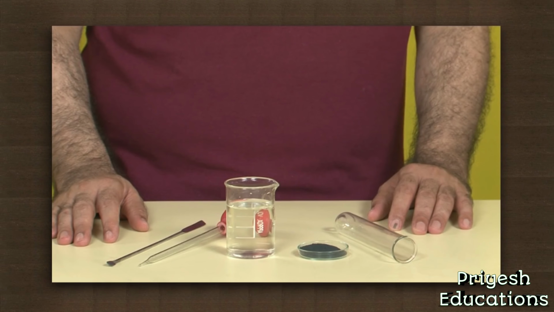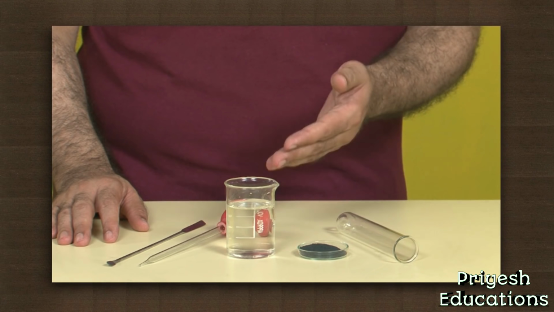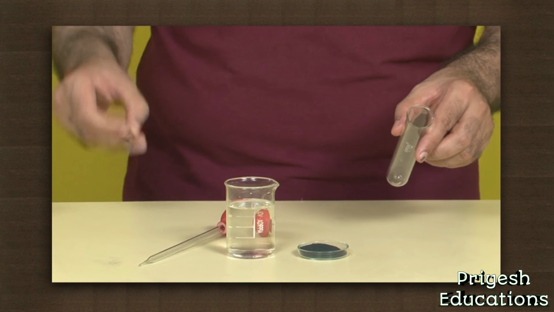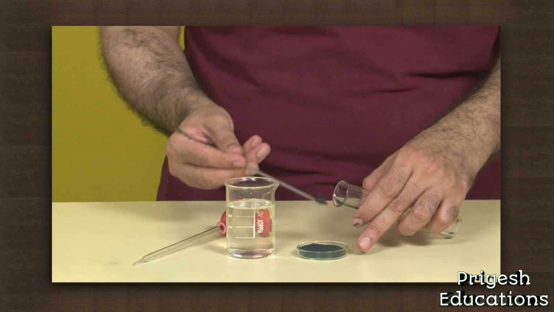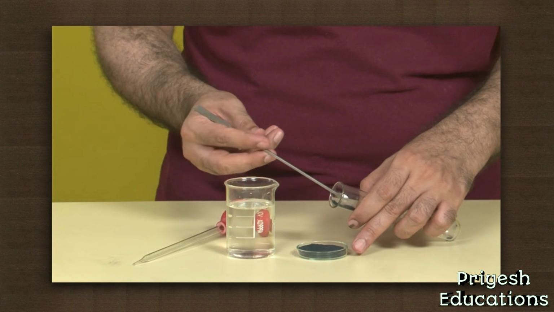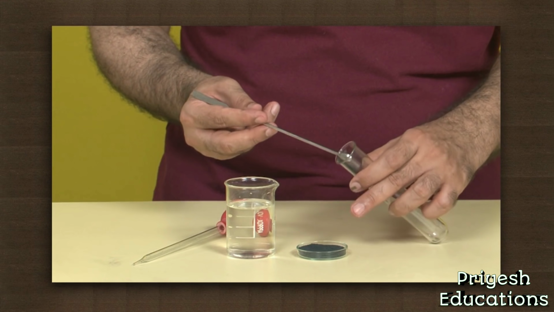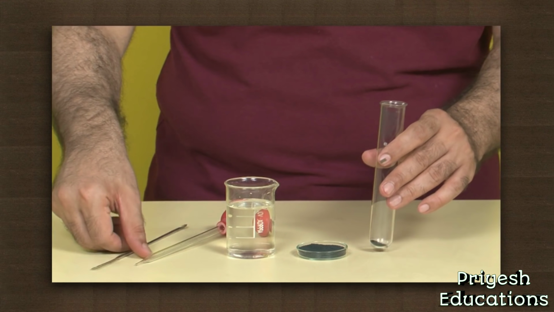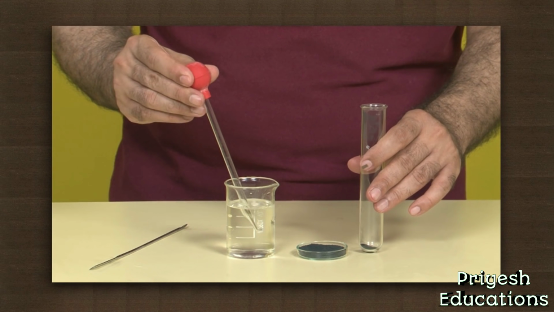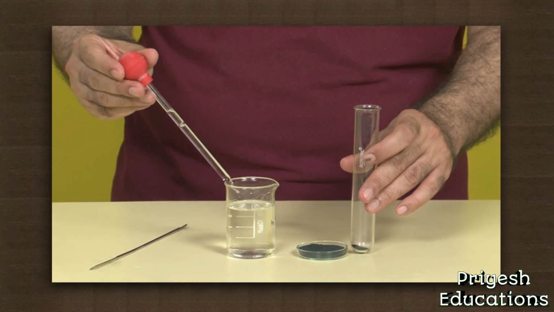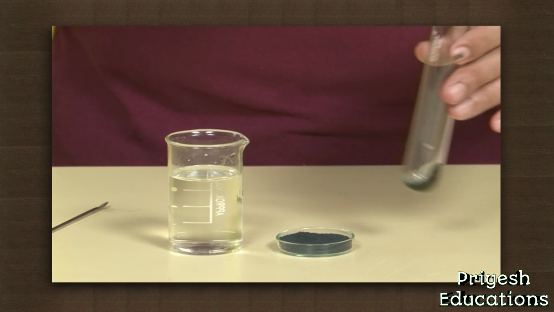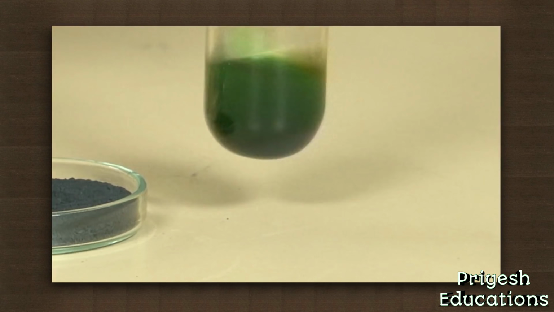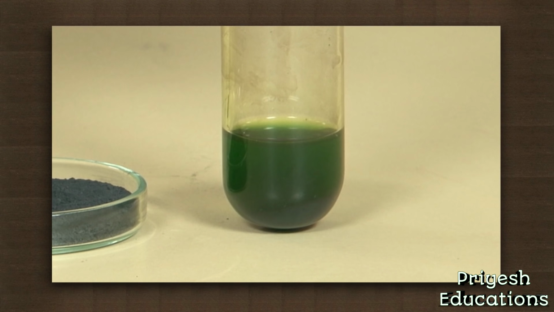We will see what happens when metal oxides react with an acid. We need a test tube, copper oxide, and dilute hydrochloric acid. Take some copper oxide in the test tube. Add dilute hydrochloric acid to it, drop by drop, and shake. You will see the solution has turned green.